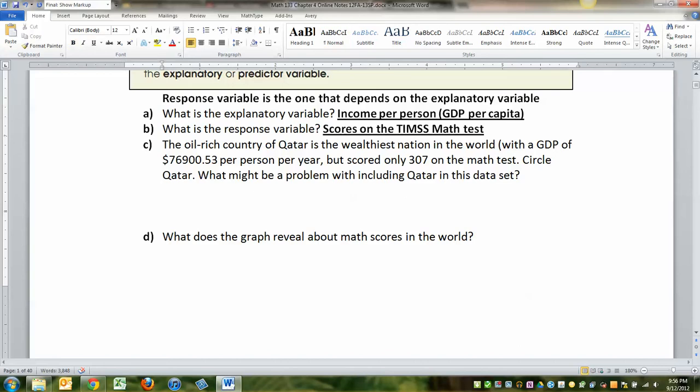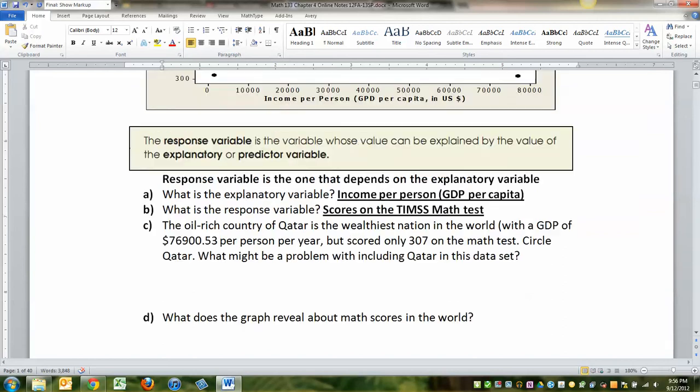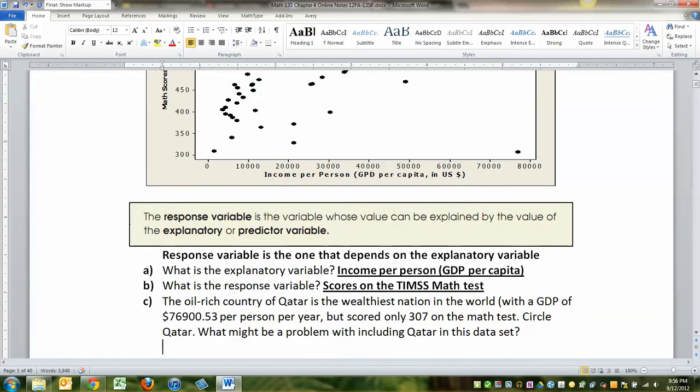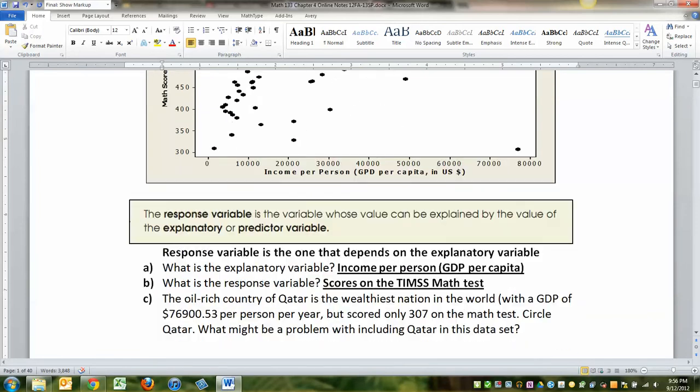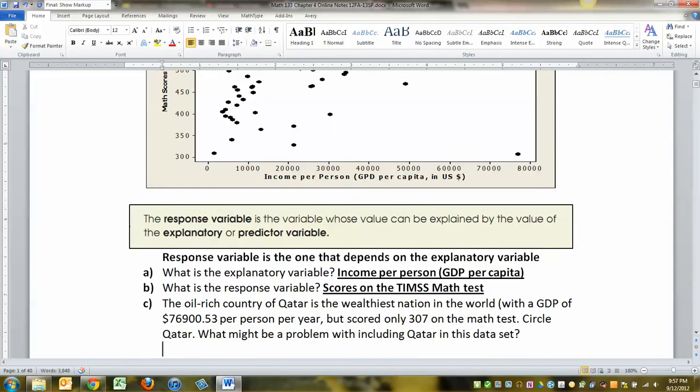Now, the oil-rich country of Qatar, I don't know if I'm pronouncing that right, is the wealthiest nation in the world with a GDP of $76,900.53 per person per year. But it only scored 307 on the math test. Let's circle Qatar and ask what might be a problem with including Qatar in this data set.